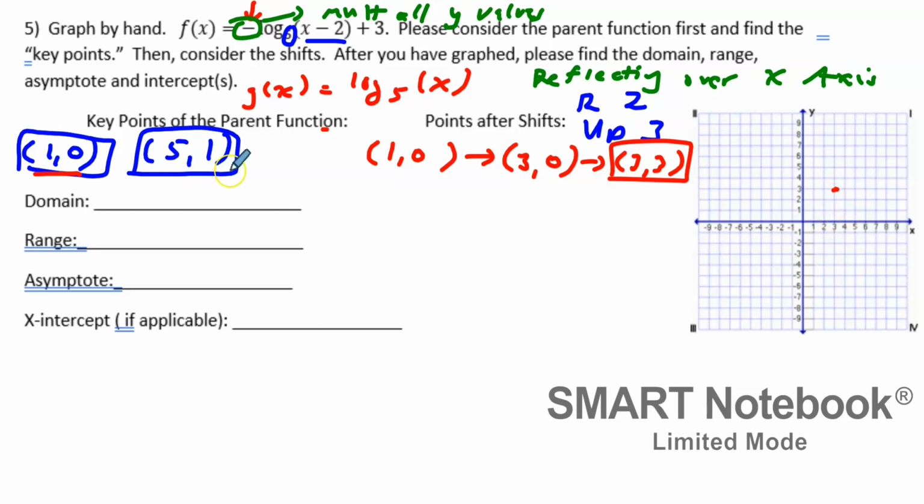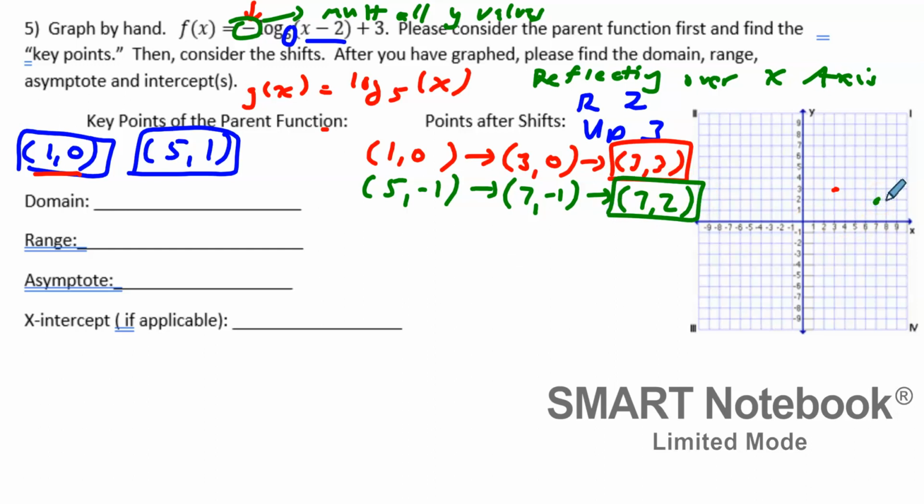The second coordinate, 5, 1, if I deal with the negative first and multiply all my y values by a negative, my coordinate becomes 5, -1. And then I move right 2. So that means it would become 7, -1. And then if I go up 3, it affects the -1. So that would be 7, 2. So this is my second point that I plot.